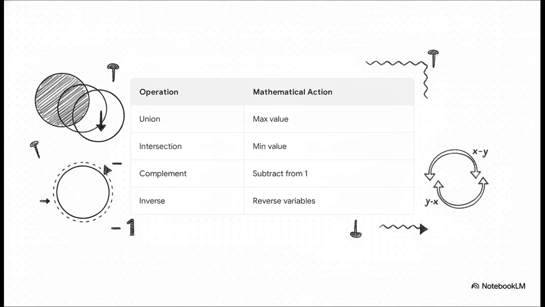If we want to combine relations to see how much an element belongs to either set, which is a union, we take the maximum value between them. If we want the intersection, to see how much it belongs to both, we take the minimum value. To find the complement, or how much an element is excluded, we simply subtract its membership value from 1. And the inverse, that just reverses the order of our variables from xy to yx. These 4 actions are essentially the hammer and nails of fuzzy mathematics.